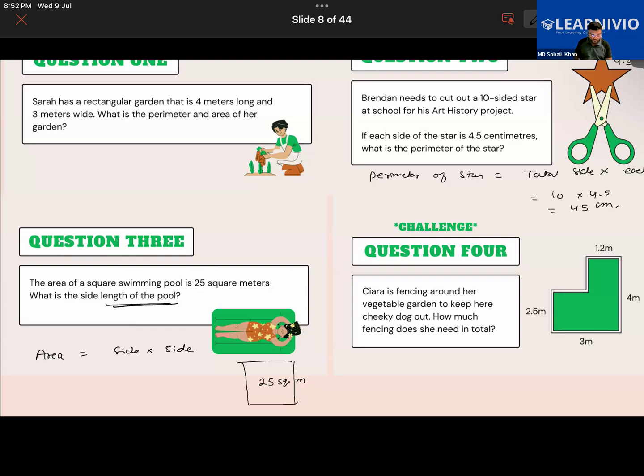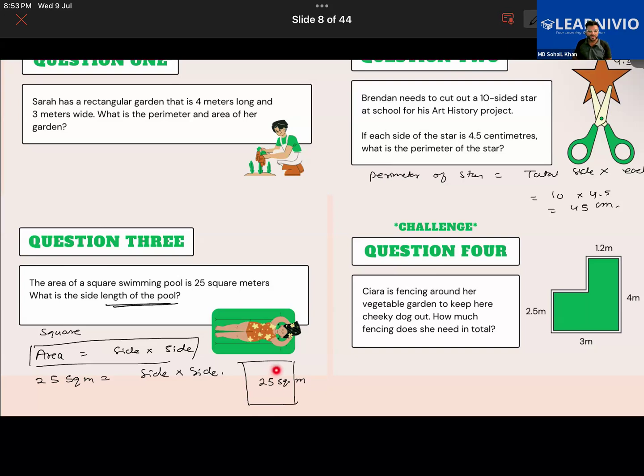Hold on. Area equals side multiplied by side. That is the formula for a square, as you know. Here area is already given as 25 square meter. So side multiplied by side will be what? We need to find the side. Think about it, how you can find it. As you guys know, all the sides of the square are equal, no?